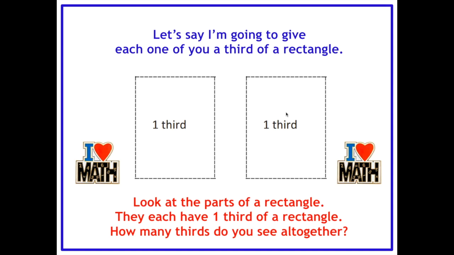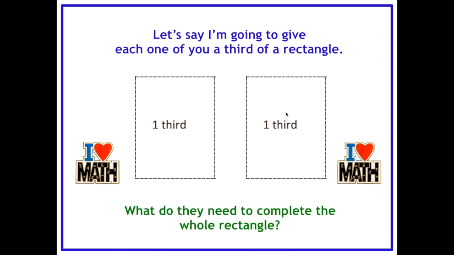Let's say I'm going to give each one of you a third of a rectangle. Look at the parts of a rectangle. They each have 1/3 of a rectangle. How many thirds do you see all together? That's right. If you said we have 2/3 at the moment, that is correct. We have 1/3 and 1/3.